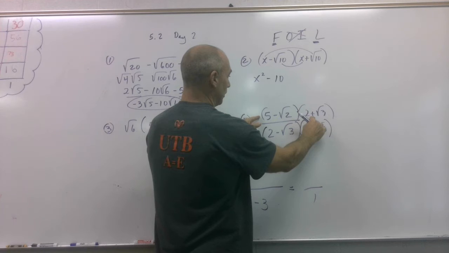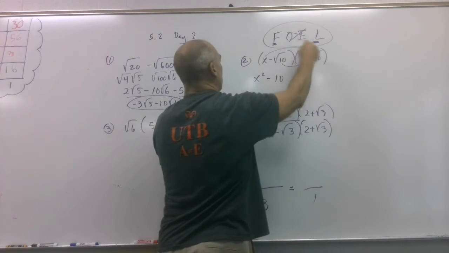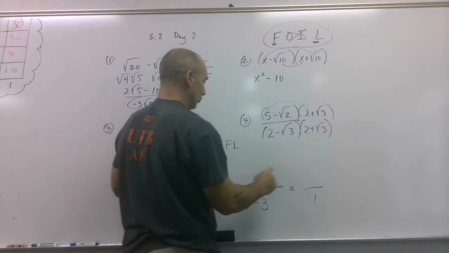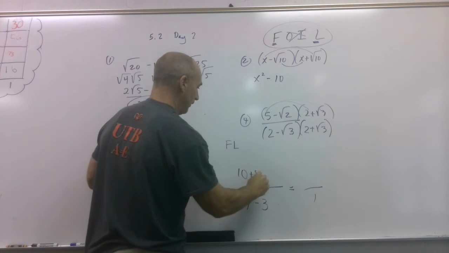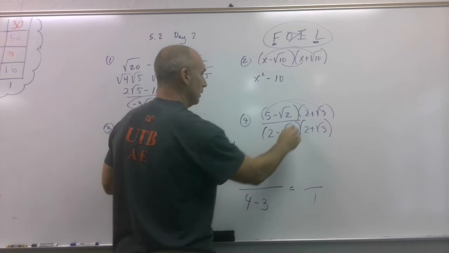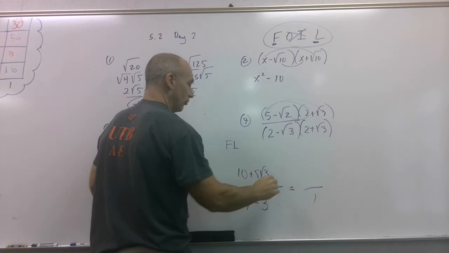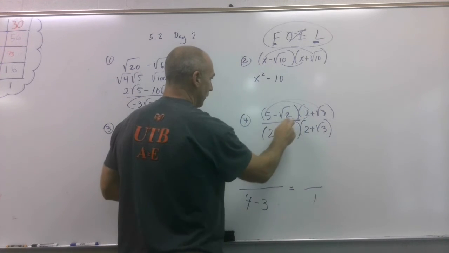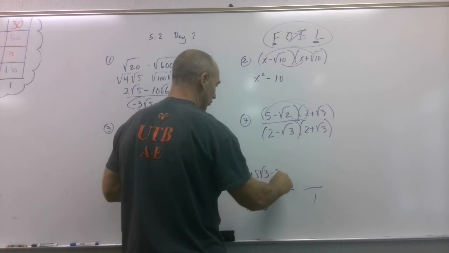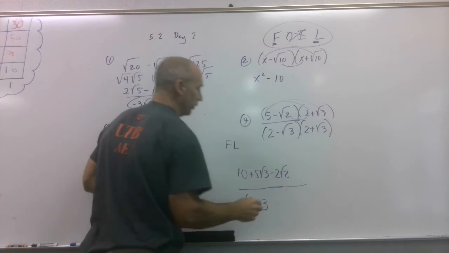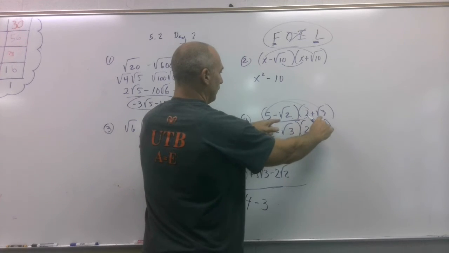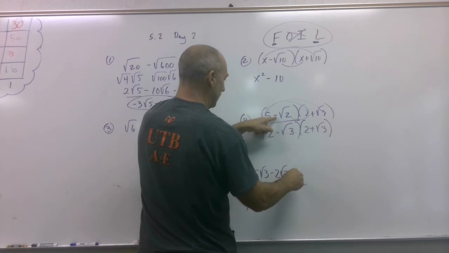These are not conjugates, so you have to FOIL. So 5 times 2 is 10. 5 times the square root of 3 is 5 square root of 3. 2 times negative 2 square root of 2 is negative, or 2 times negative square root of 2, I think I just said that, 2 square root of 2. Let's slide that over, make that longer. And careful, we got a negative times a positive, negative.